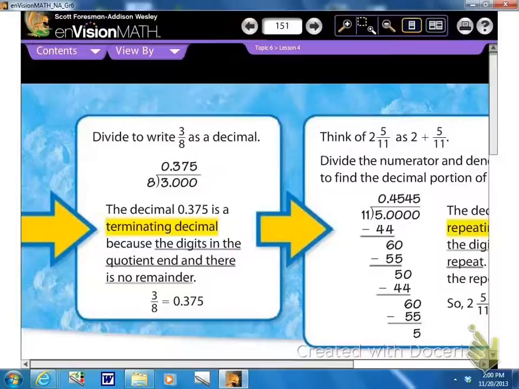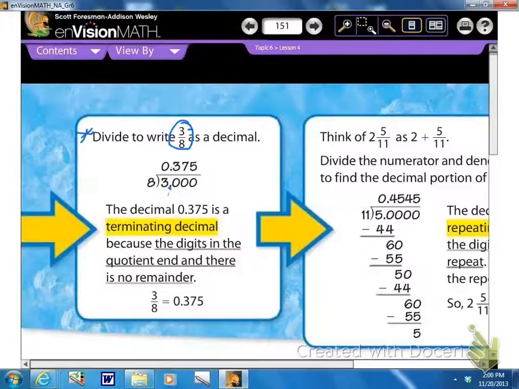Okay, so on page 151, we talk about dividing to write 3/8 as a decimal. Remember, we can divide the numerator 3 by the denominator 8. So they set up the division problem here. Notice they put the decimal after the 3 because we're making a decimal, and bring it up. Very important. You want to make sure that you have the decimal placed correctly, because that's what this is all about: making a fraction into an equivalent decimal.